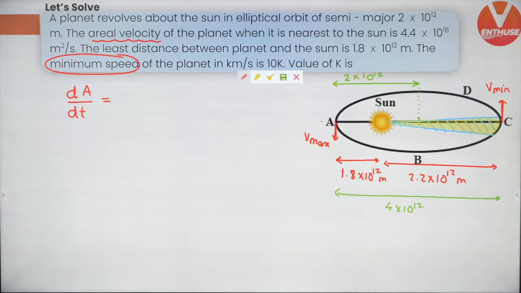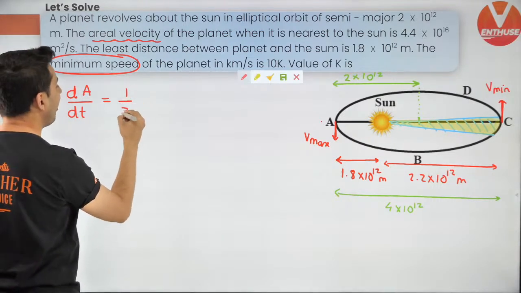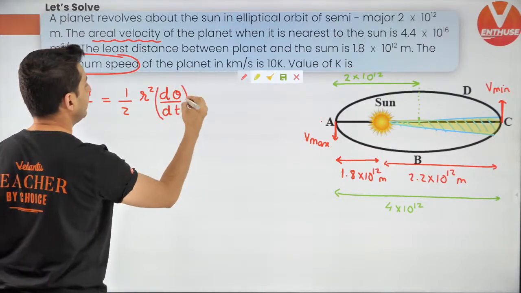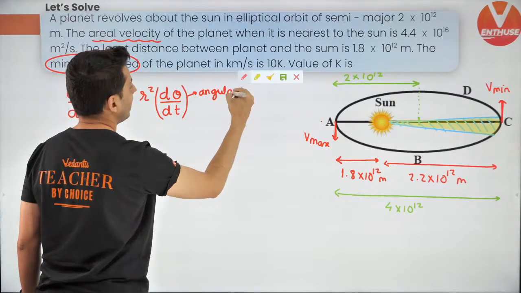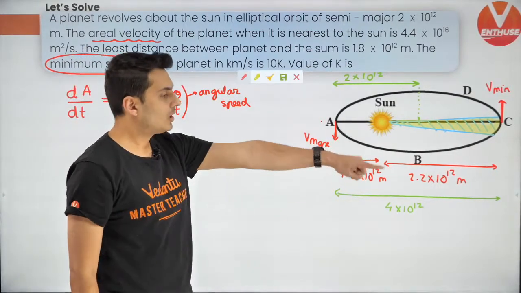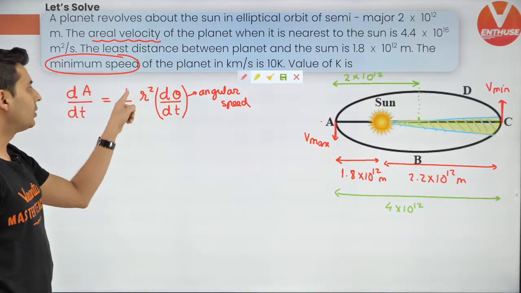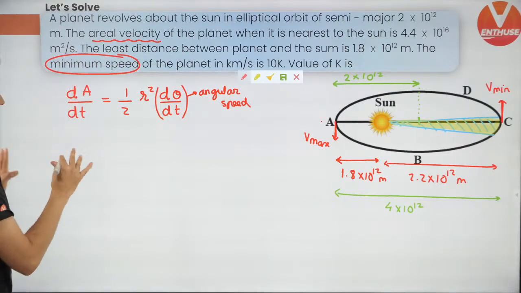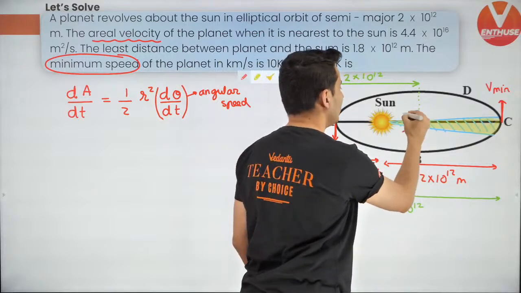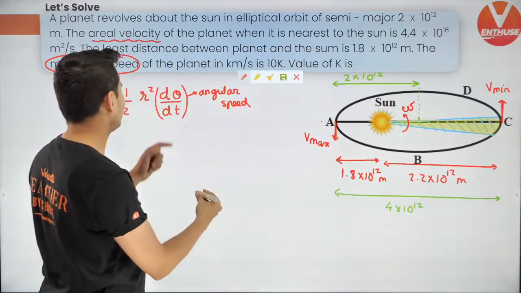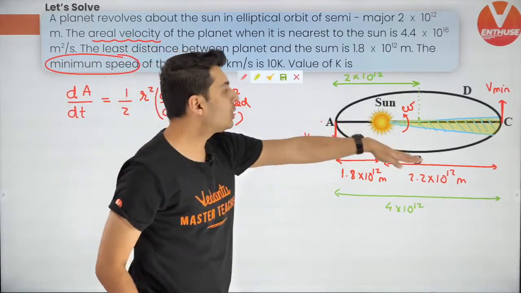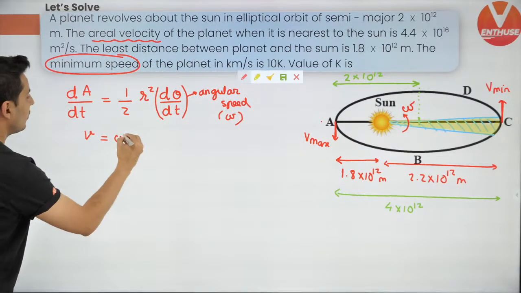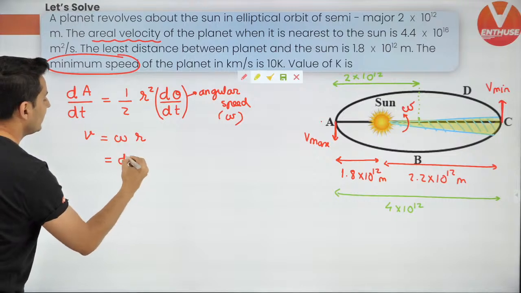Now this aerial velocity, I don't know whether you know this formula. This formula is half r square into d theta by dt. What is d theta by dt? That is nothing but the angular speed of that planet, the rate at which the angle changes. If you do not know this formula, write it down in your formula book. Very important formula. Next up, this velocity will be that omega, basically this d theta by dt, into r. R is the distance between them. So v is nothing but omega into r, so basically d theta by dt into r.